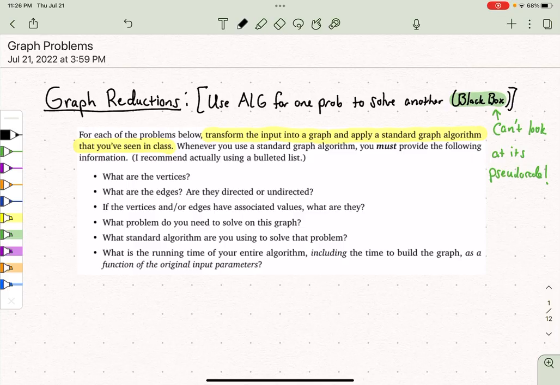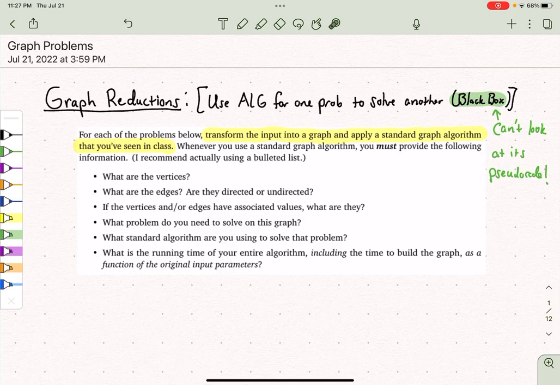You can't change the code or the pseudocode as is. You can't even look at the pseudocode. So it doesn't matter how the code computes or how the algorithm works. All that matters is it does what the specification says it does. So in particular, what we're going to do is we transform the input of our problem into some kind of graph, and then we apply the standard graph algorithms we've seen in class.